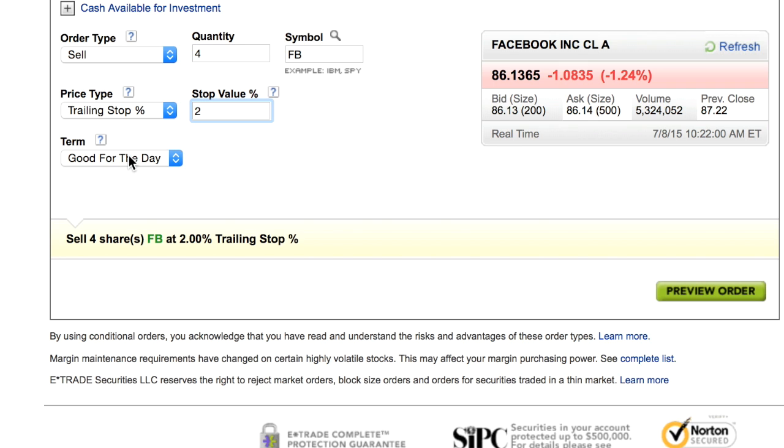Then your term is how long you want whichever order you decide to pick to be good for. Do you just want it for today, or do you want it for 60 days? You can set it for 60 days. You can set it on a trailing stop by dollar, trailing stop by percentage, all these different types of stop loss. So this is how you can stop your loss.